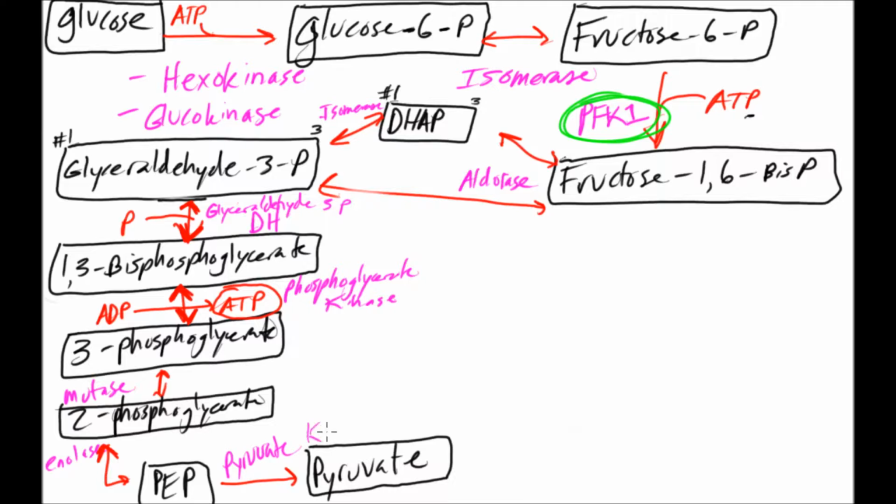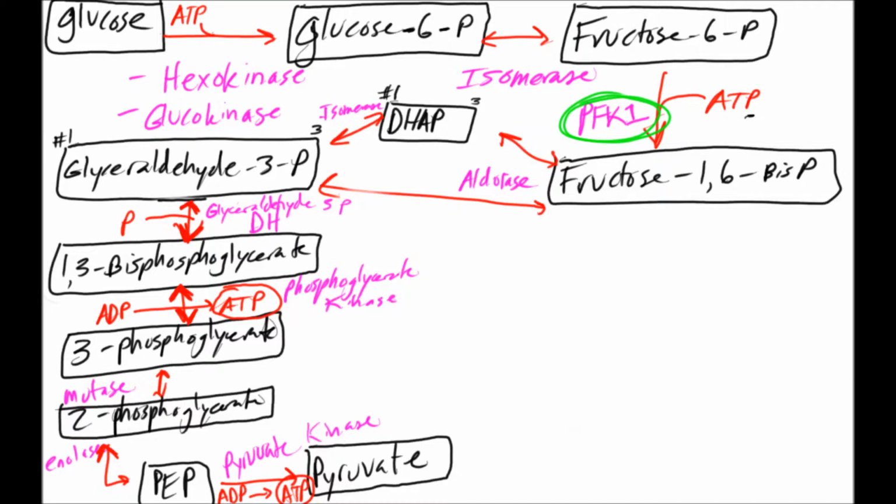Pyruvate kinase. And in this step, I've already said we're going to be removing that last phosphate group, so we take an ADP molecule and convert it now into an ATP molecule. So here we invested 1 ATP, here we invested 2 ATP, we got 1 back, we got another back. So how come then glycolysis, how can we invest energy and get the same amount back? Well, we don't.